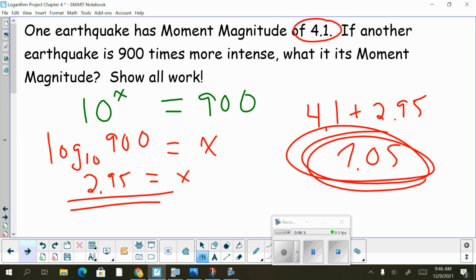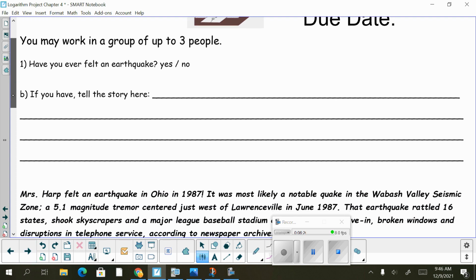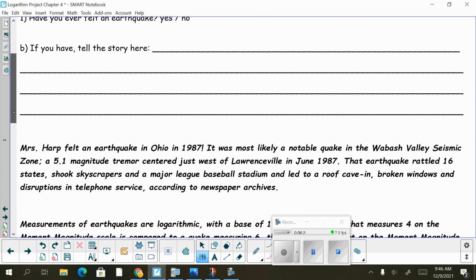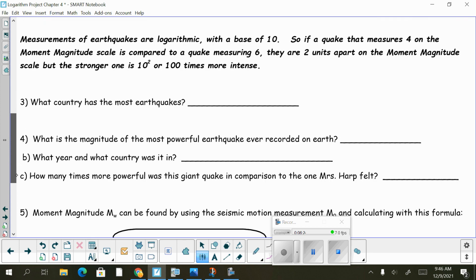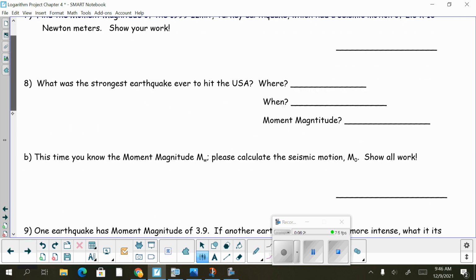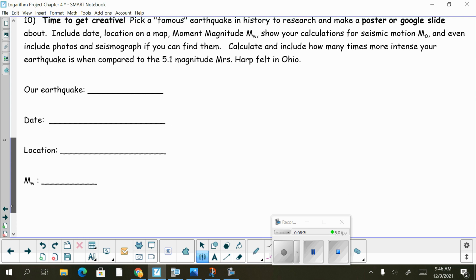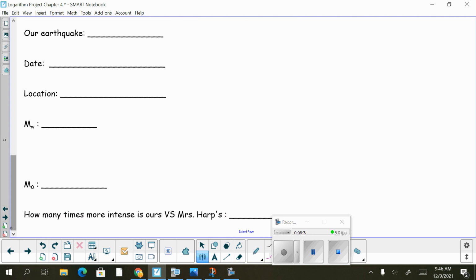All right, so now you can have fun working on your project. Basically, if you are at home working alone, you just tell the story about if you've ever felt an earthquake, and then you just do a bunch of calculations. At the very end, you get to research your own earthquake. You just research any famous earthquake you want, do some calculations about it, and then your best bet if you're at home is to do a Google slide, and there's a submission tab in Polaris for the Google slides.